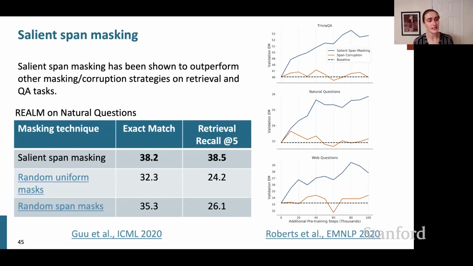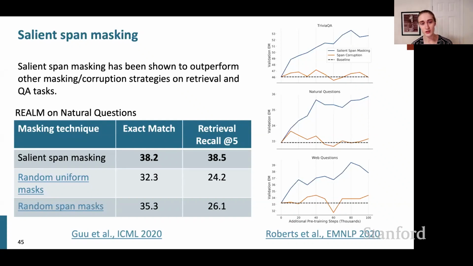And they found that doing salient span masking, compared to using masking from BERT, which would be the random uniform masks, or doing random masking of spans from a paper called SpanBERT, performs much better. So you see like a 38 exact match score versus like a 32 exact match score, for instance.